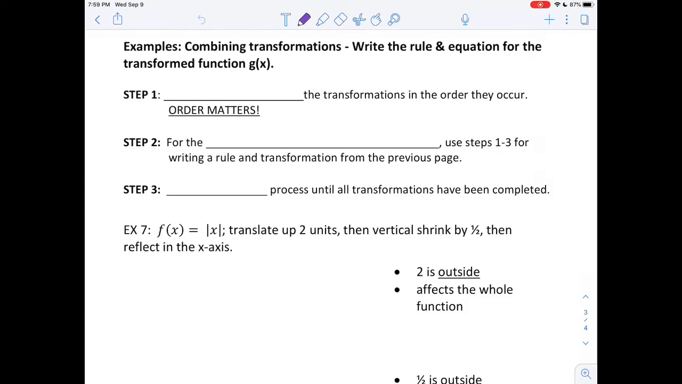We've now made it to the grand finale. We're going to talk about combining transformations. So we're going to want to write our rule and the equation for the transformed function g of x. Let's talk about the steps that we need to take.